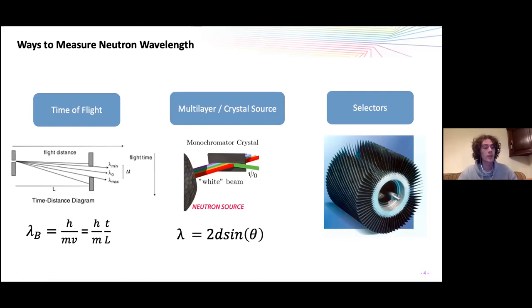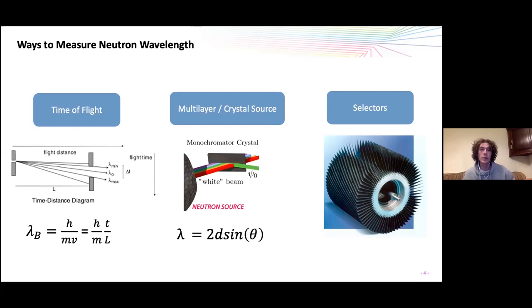So just to talk about the time of flight, basically you have the chopper, which rotates, and that starts a timer of when the neutrons leave the chopper. Then they travel a fixed distance L, your flight distance, and then hit your sample, and that's your time. How you can relate the wavelength to that is you take de Broglie's relation of h over mv, and then you substitute in for the velocity, which is, of course, distance divided by time. And as the expression at the bottom shows, you can see that lambda is proportional to the time taken.